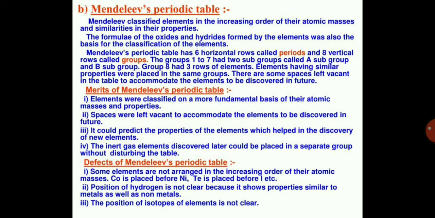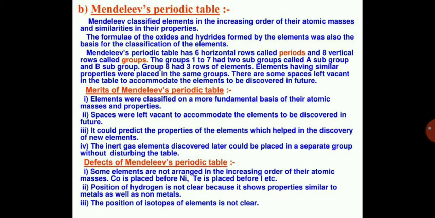Mendeleev's periodic table has 6 horizontal rows called periods and 8 vertical rows called groups. Groups 1 to 7 had two subgroups called A subgroup and B subgroup. Group 8 had three rows of elements. Elements having similar properties were placed in the same groups. Some spaces were left vacant in the table to accommodate the elements to be discovered in future.